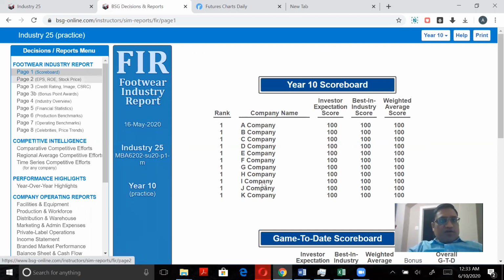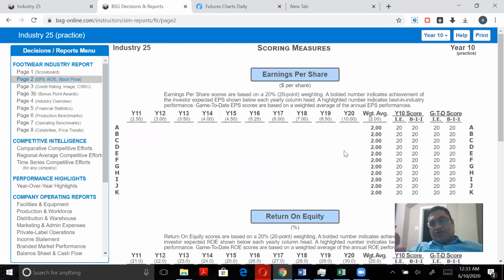Then the next one is earnings per share. So it tells you what the earnings are. The significance of this would be, you could look at this report and find out how competitive you are, okay? And what you need to do to improve your competitive position will be in further reports.